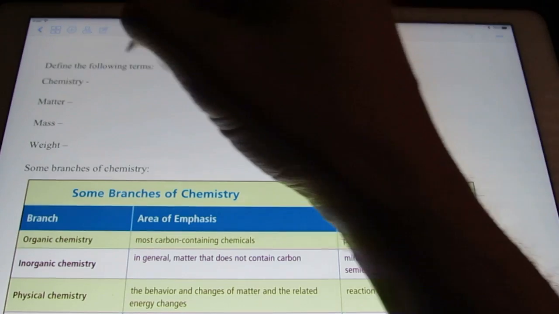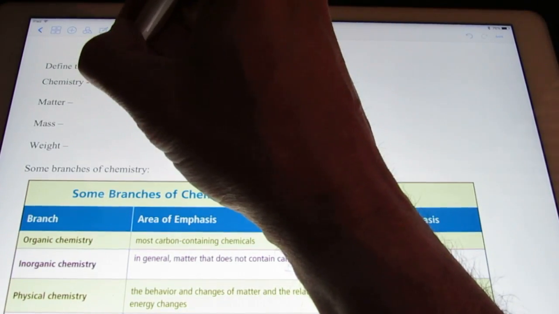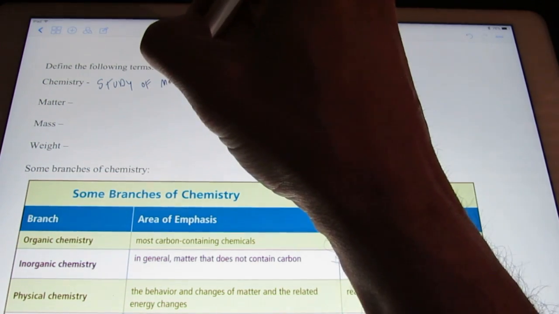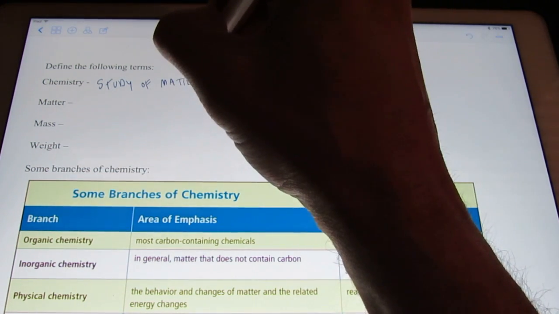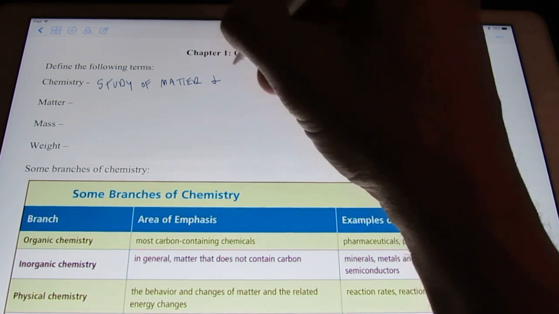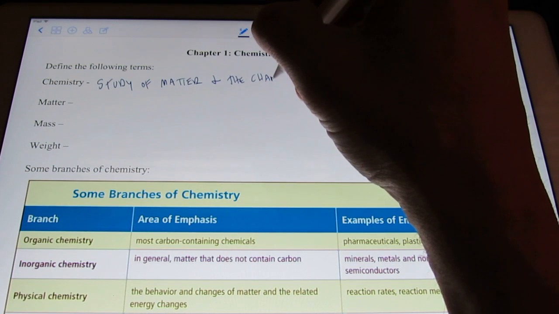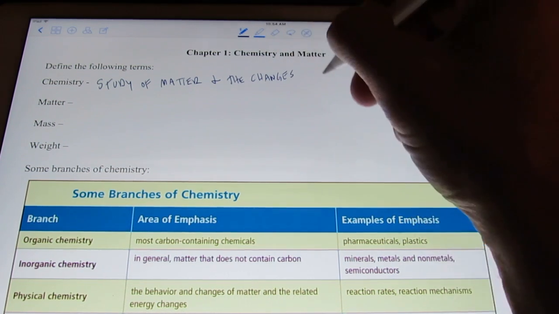Chemistry is simply the study of matter. So we'll write that down in our notes, the study of matter, and I'm going to add a little bit to that. So the study of matter and the changes it undergoes.